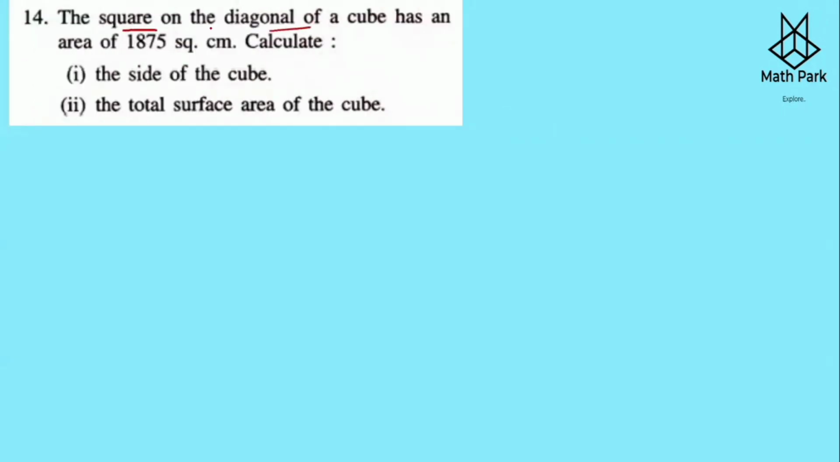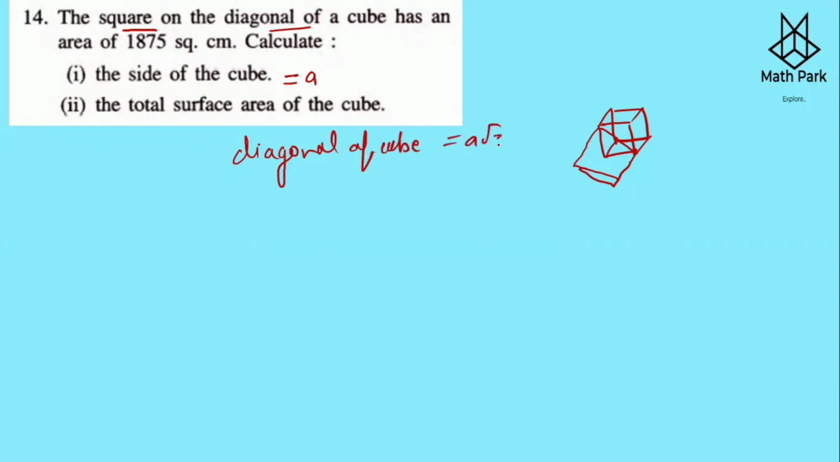Square on a diagonal of a cube. So you have a cube and there is a square on a diagonal of a cube. So this is the diagonal, and on the diagonal of a cube there is a square, and you are given the area of this square. If the side of a cube is A, then the diagonal is equal to A root 3. The diagonal of cube is equal to A root 3.